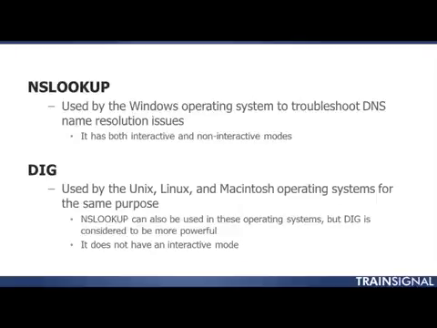Now, if we jump back to NSLOOKUP for a minute, which we would use in the Windows operating system, it is used to troubleshoot DNS name resolution issues. Okay, so anything that has to do with host names and DNS, things like that, if we're trying to troubleshoot that form of name resolution, we're going to use NSLOOKUP. Now, one key thing that I want you to know about the NSLOOKUP utility is that it has both an interactive and a non-interactive mode.